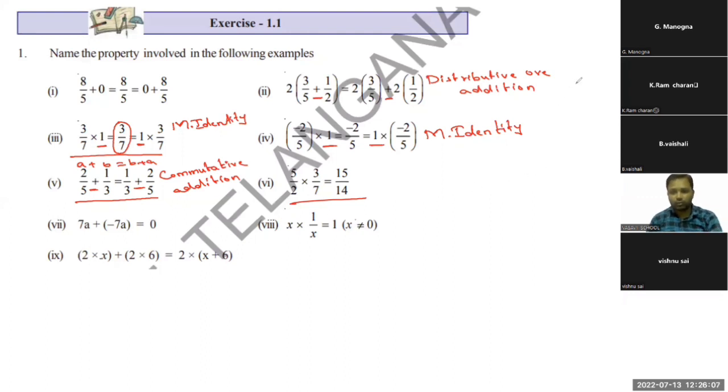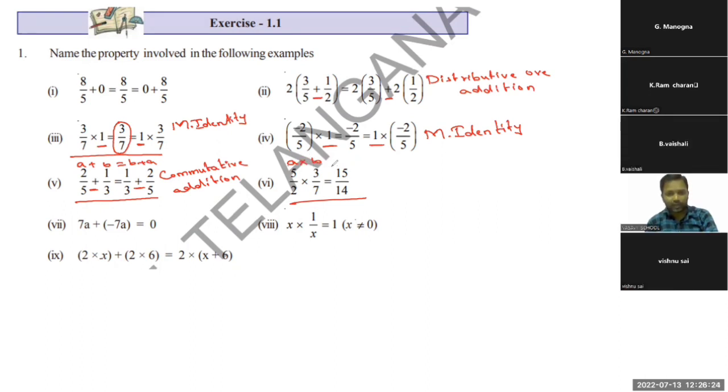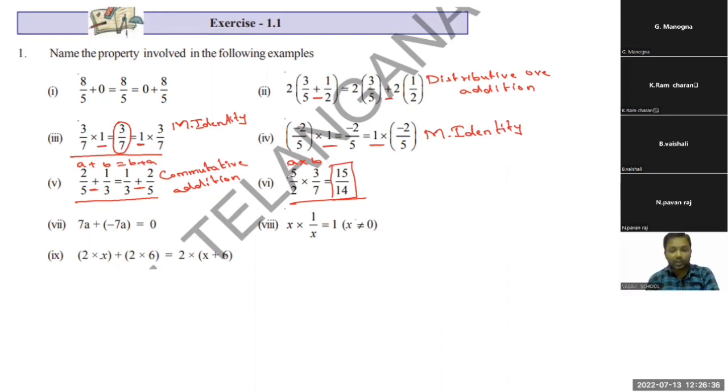Now, Ramcharan, will you say that? The very first property which you were taught in rational numbers. For any 2 rational numbers a and b, what is the product of a and b? Again, it is a rational number. Here a is rational, b is rational. The product of a and b is also rational. So it is closed under multiplication. Therefore, it is closure property under multiplication. Very good.